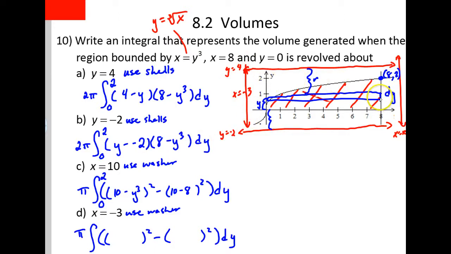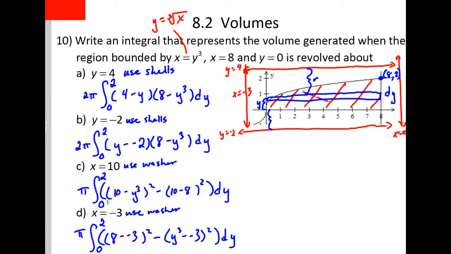Well, the outer radius now, or the boundary furthest from the axis of rotation, is now 8. So now we are taking 8, which is on the right, and subtracting the value of negative 3, which is on the left. So 8 minus negative 3, or of course 11, squared, minus, all right, now the inner radius. The inner radius now is the distance from the curve to negative 3, and so we would write y cubed minus negative 3. Of course, y cubed plus 3 would be fine as well. All right, and we're still integrating with respect to y, so 0 to 2.